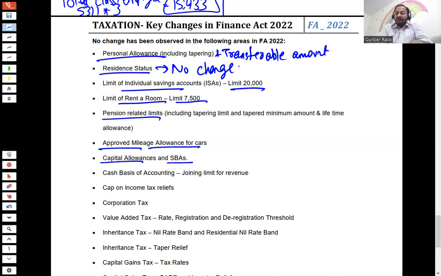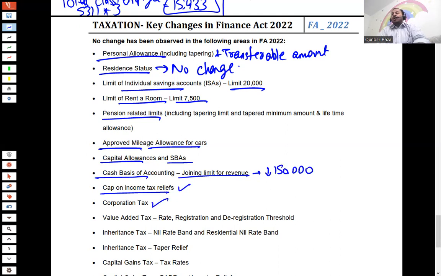In capital allowances, SBA, AIA, first year allowance, motor cars, everything is the same. There is no change at all. For cash basis of accounting for trading income, we can join cash basis of accounting if the revenue is less than 150,000. That will be given in the exam and there is no change in that. Cap on income tax relief, higher of 50,000 or 25% of other total income, remains the same.